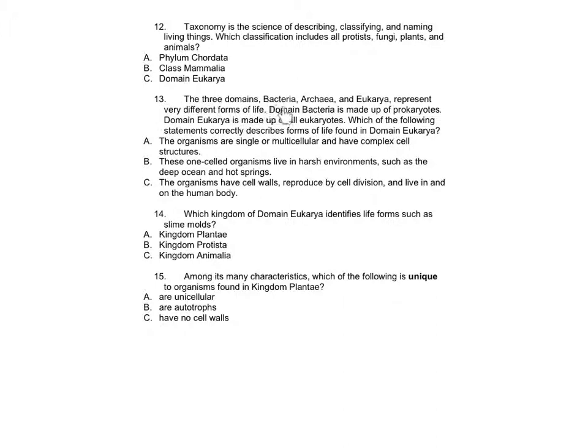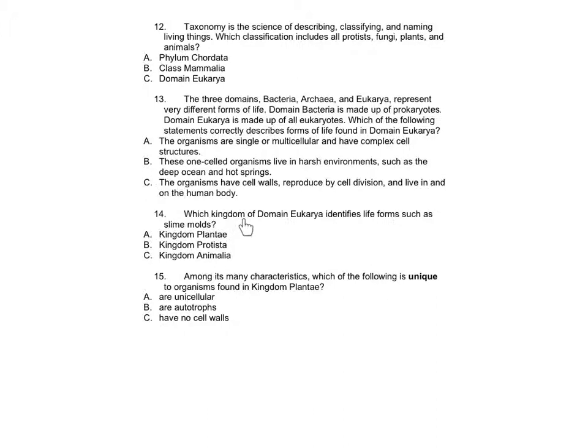Number 13. The 3 domains, bacteria, archaea, and eukarya, represent very different forms of life. Domain bacteria is made up of prokaryotes. Domain eukarya is made up of all eukaryotes. Which of the following statements correctly describes forms of life found in domain eukarya? A. The organisms are single or multicellular and have complex cell structures. B. These one-celled organisms live in harsh environments such as deep ocean and hot springs. C. The organisms have cell walls, reproduce by cell division, and live in and on the human body.